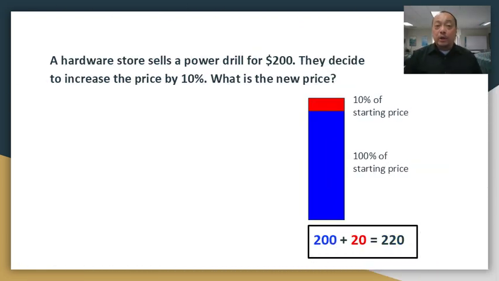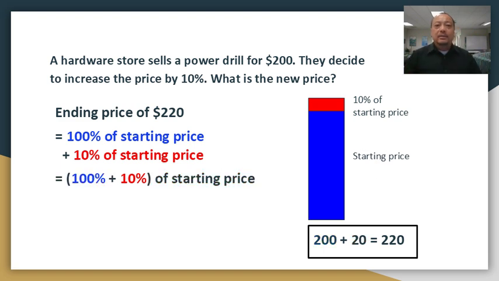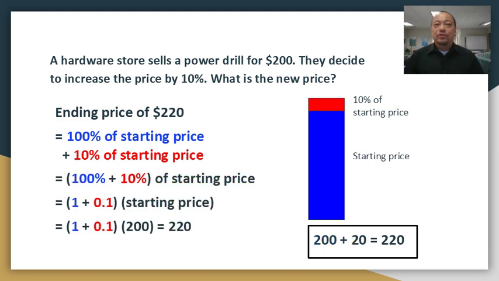Let's look at the answer more carefully. What's in this total bar? The long blue part is the starting price. All of it, 100% of the starting price. The small red piece on top is 10% of the starting price. The ending price of 220 equals 100% of the starting price plus 10% of the starting price, which then you can carry out the math, and we get our answer of 220.